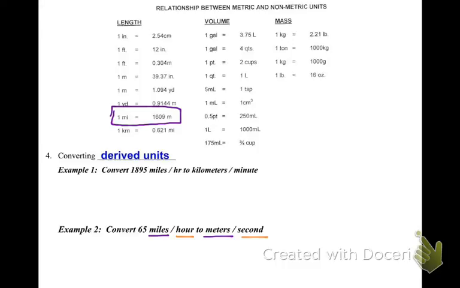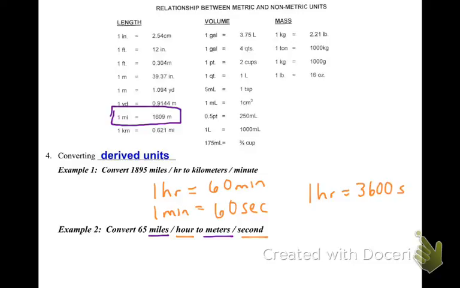To get from hours to seconds, many of you probably already know that 1 hour is equal to 60 minutes, and then 1 minute is equal to 60 seconds. So you could do two conversion factors, or you could say 1 hour is 3,600 seconds. I'm going to use the second one. Either or. So now let's take a look at what we have given. We've got our 65 miles per our 1 hour.